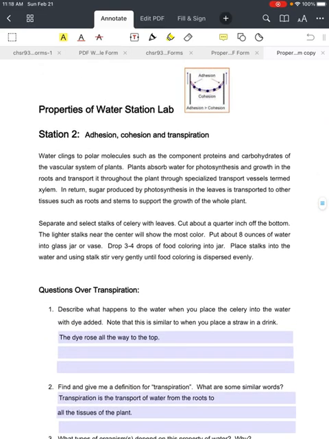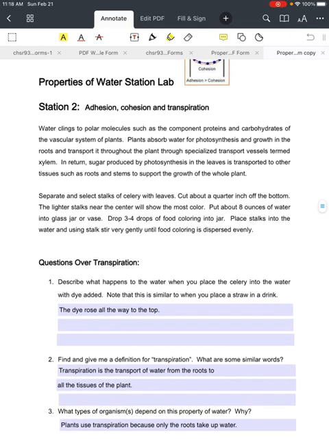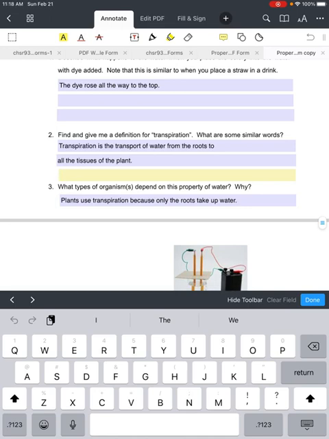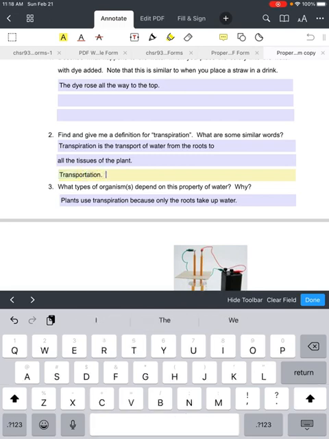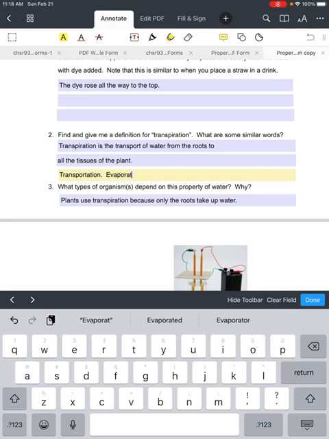It says, find and give me a definition for transpiration. And what are some similar words? Well, transpiration is the transport of water from the roots to all the tissues of the plant. And some similar words might be transportation, or we'll just do transport. I can do transportation. How about evaporation? Sounds familiar, huh? Maybe a little, the Asian part. Perspiration.